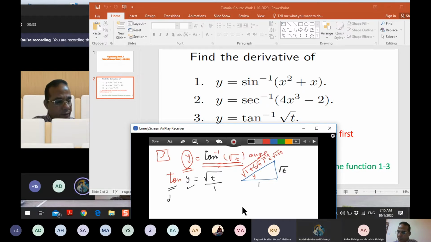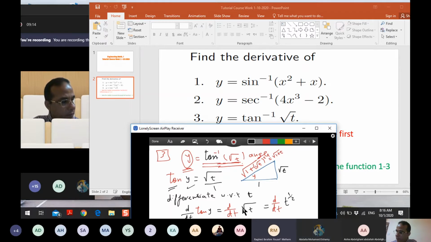Now, I know the derivative. We differentiate with respect to t. I don't have x here, right? My independent variable is t. So d by dt of the left-hand side, which is tan y, equals d by dt of the right-hand side, which is root t. It is better to write root t as t to the power of what? Half. Excellent.